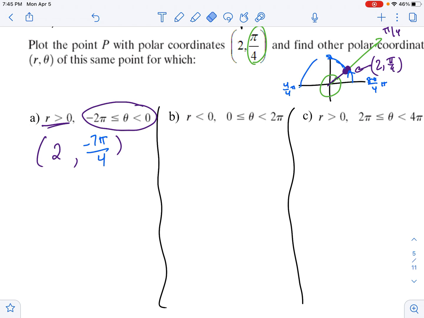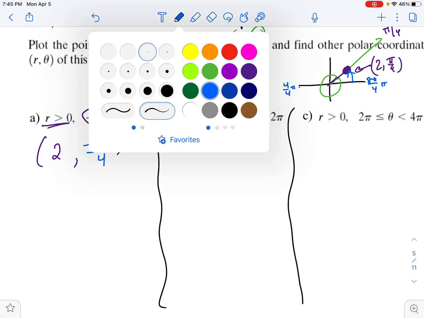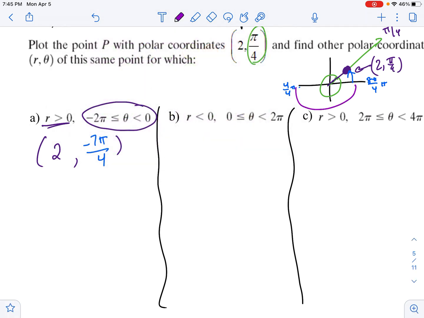So if I go back here and I get rid of that, if I were to rotate backwards, I would have to rotate 7 pi over 4 in the negative direction, and then go out 2 units to get to that same point. Another way to do that is I could have just taken that pi over 4 and subtracted 2 pi, or 8 fourths, and that would have given me -7 pi over 4, which would get me to that angle. I just want to go a full circle backwards, and that would be just subtracting 2 pi.